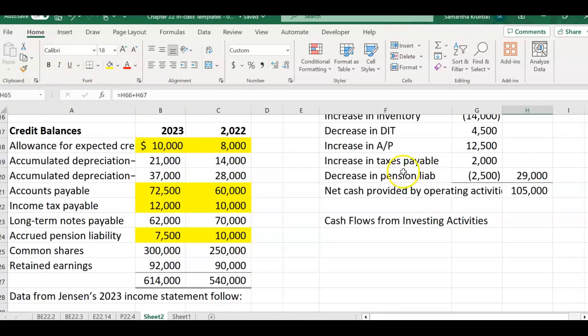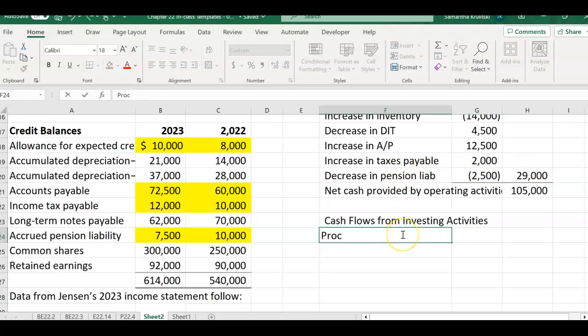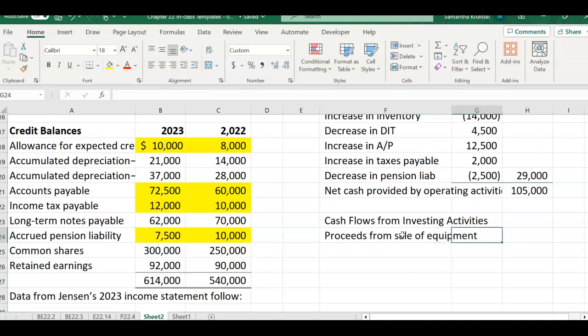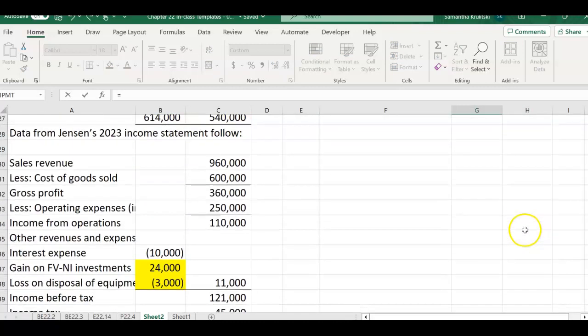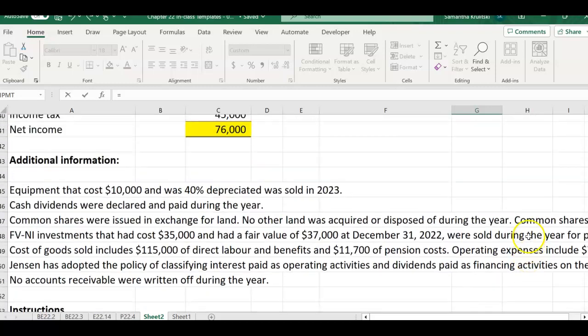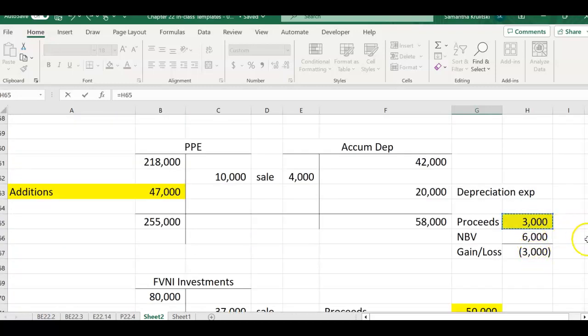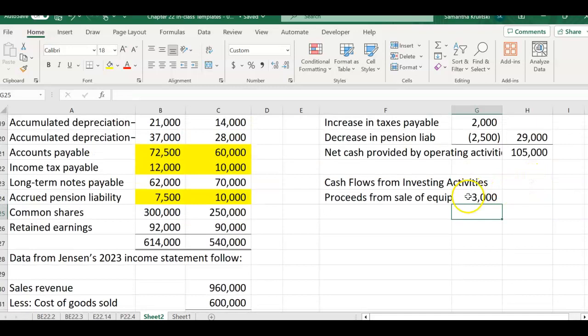So I'm going to come on up here. I'm going to put proceeds from sale of equipment. And I'm going to have $3,000 to record there. Okay, and now I need to go ahead and look at those additions and determine, were any of those additions paid for with cash, or were they all for trade?